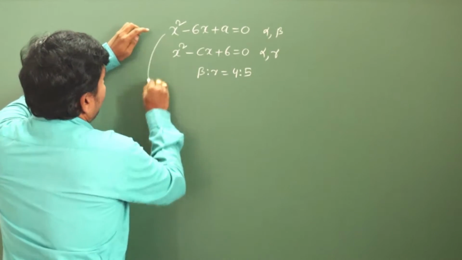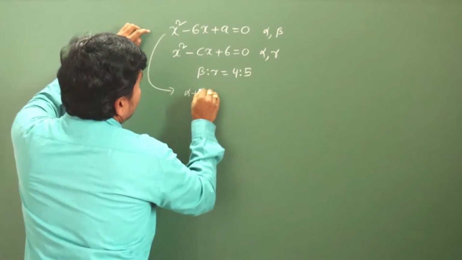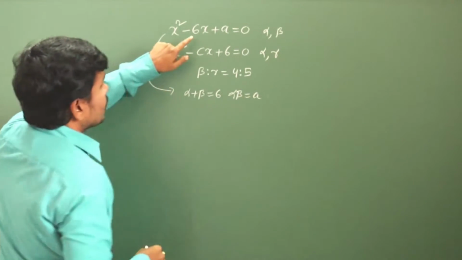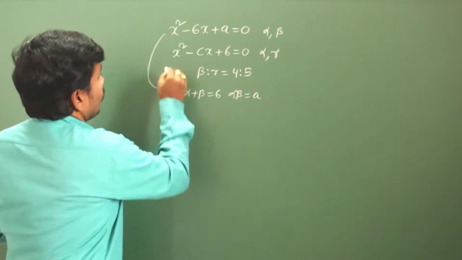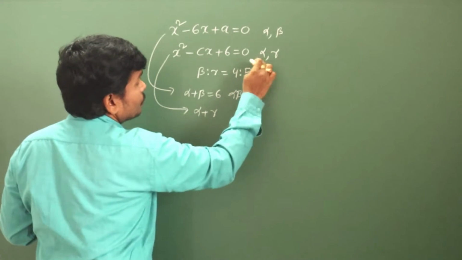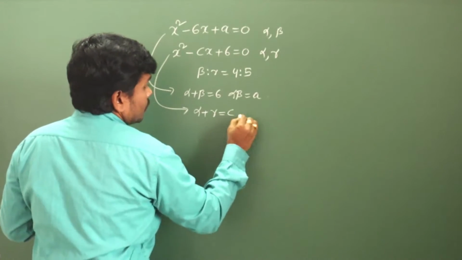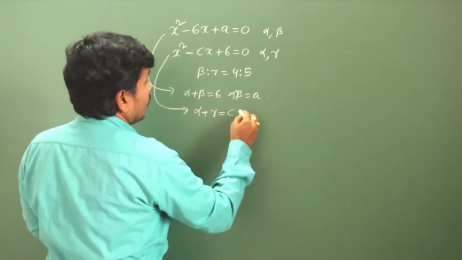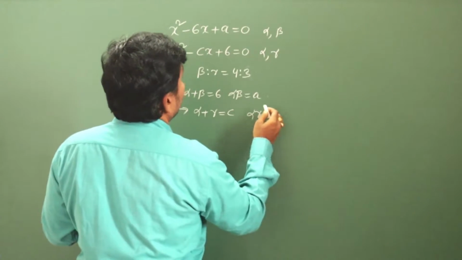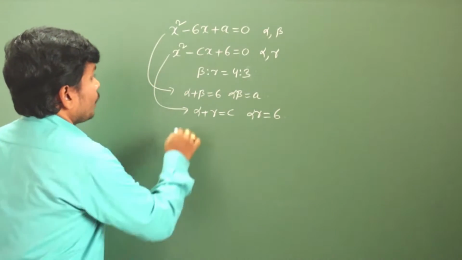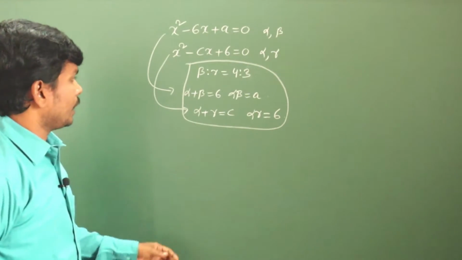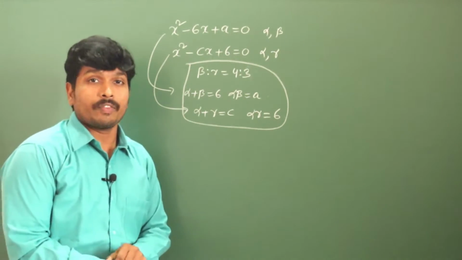Observe here. From the first equation, sum of the roots equal to 6, product of the roots equal to a, because minus b by a, c by a. From the second equation, the roots are alpha and gamma, sum of the roots equal to c, product of the roots alpha into gamma is equal to 6. By using these three conditions, definitely you can find out alpha.